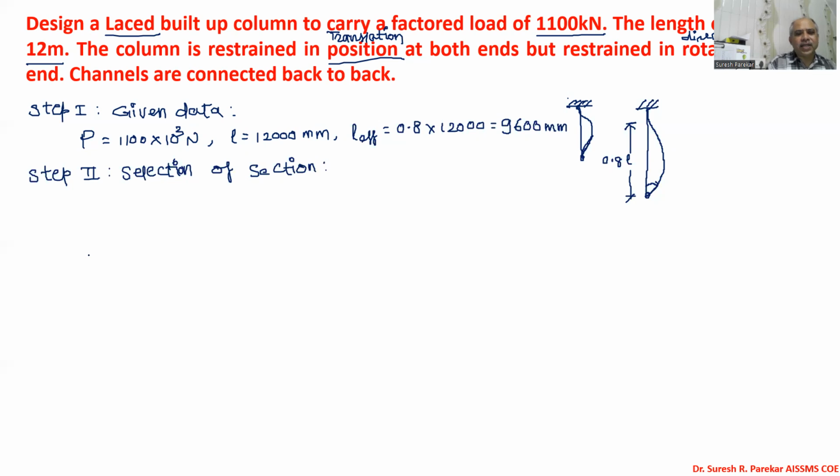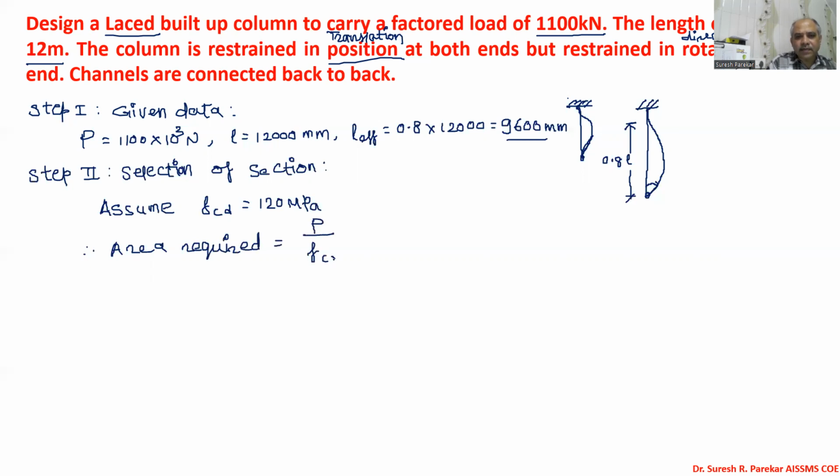Now length is large, and therefore we will assume fcd. We can assume from 120 to 150, 160. As the length is about 10 meter, effective length I am saying near about 10 meter, so fcd we will assume 120 MPa. If length is less, then we can increase this value. Therefore, area required equal to P upon fcd.